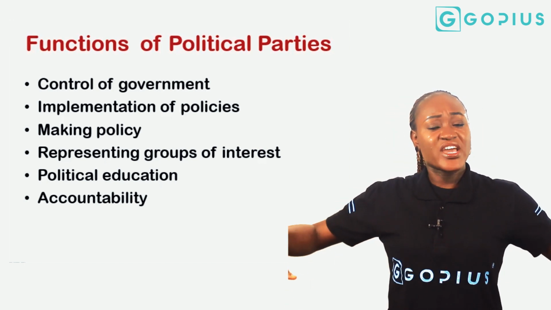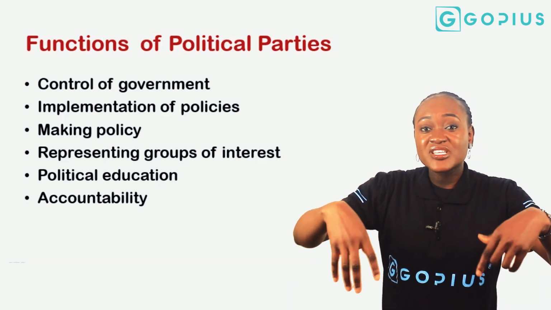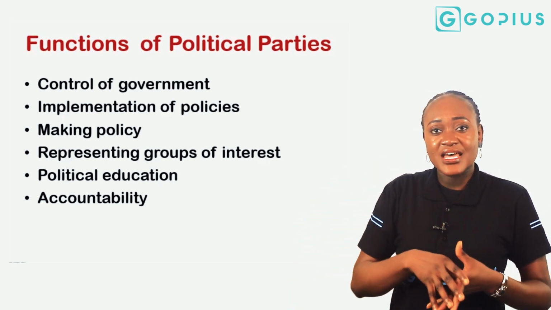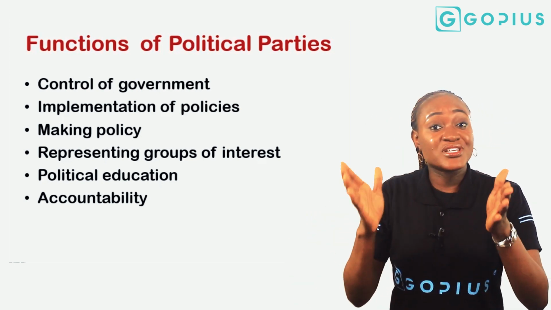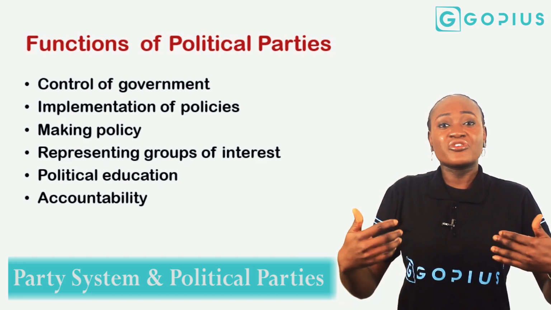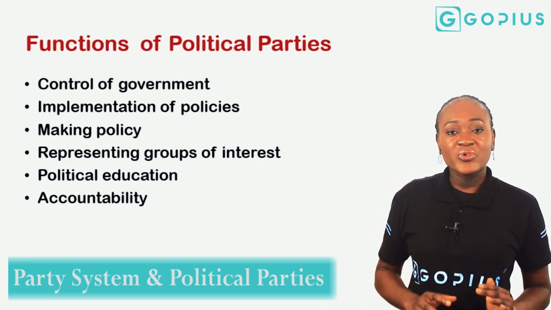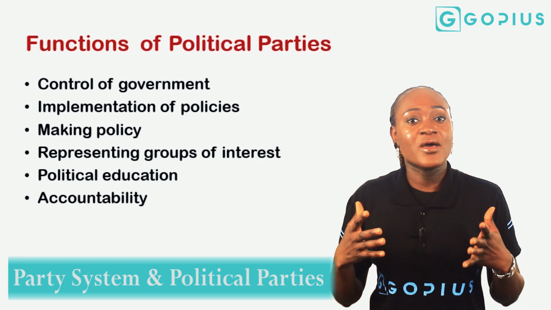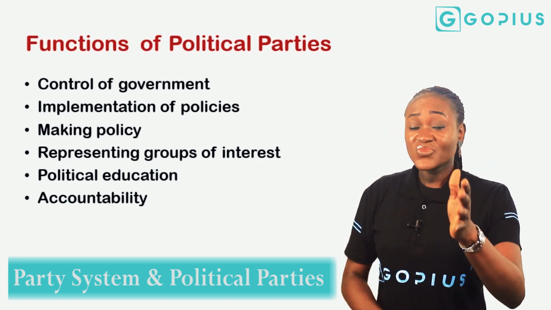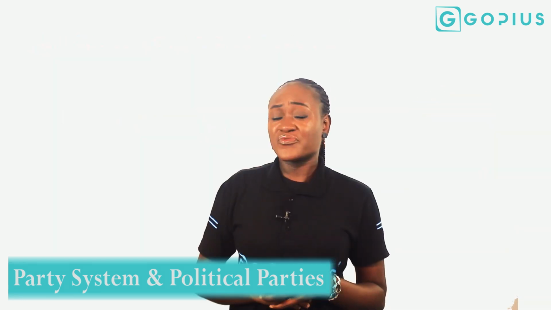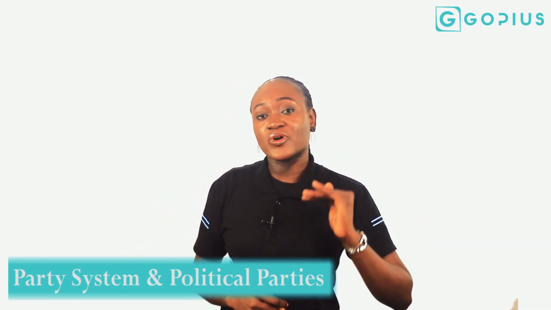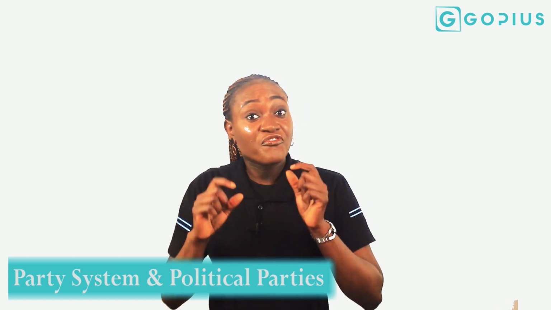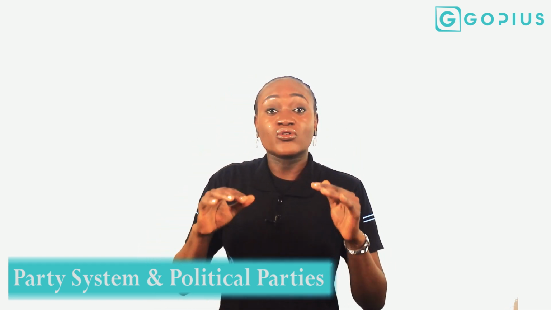They represent groups of interest. And so there is a basic aim and objective that bring them together, and that is what they represent. And so they also help in political education to teach people, to create awareness about political information that people may not necessarily know about. And also, they are accountable. Of course, if you want to know exactly what is happening, you can definitely go through a political party and hold them to account for a particular act or thing that is being done in the country.